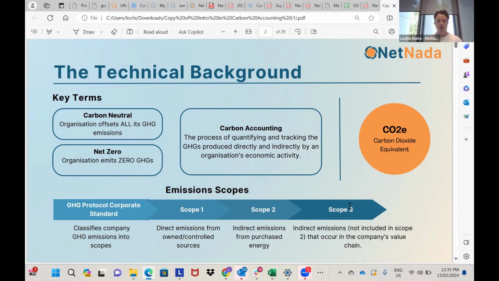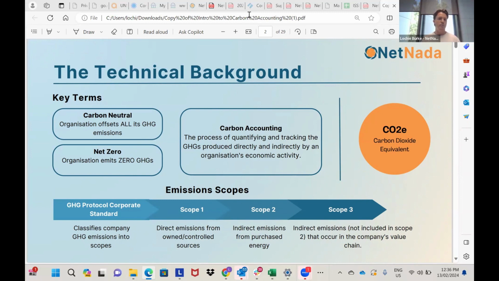What we see all the time is as businesses have their first step into their sustainability journey, they're often a little bit confused about the terminologies that they're following. We hear a lot about net zero, especially in government strategies for 2030 and 2050 targets. And we hear a lot about carbon neutrality, especially when companies are getting certifications.